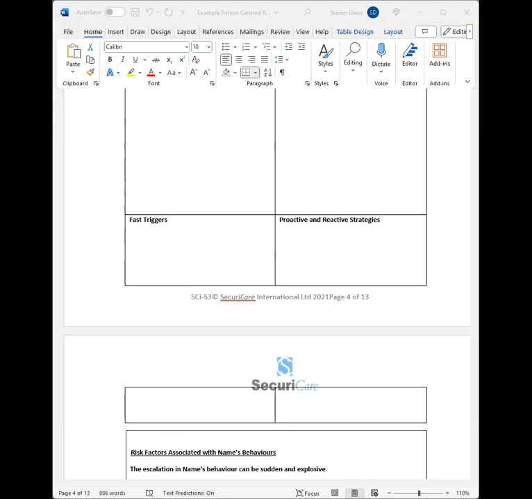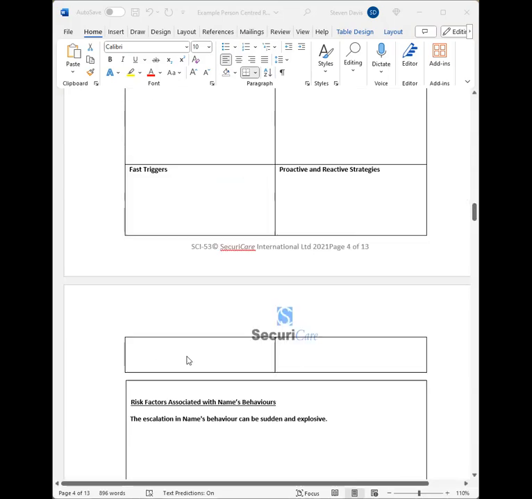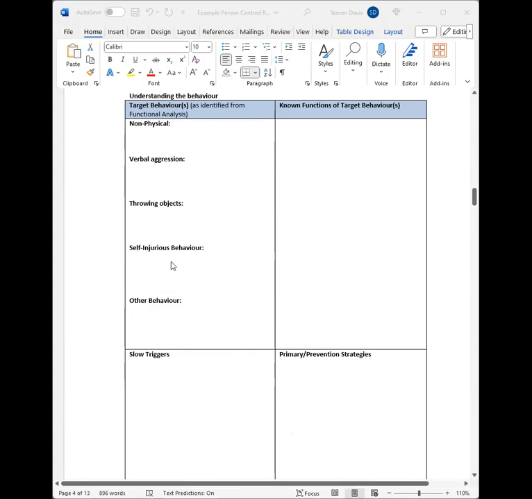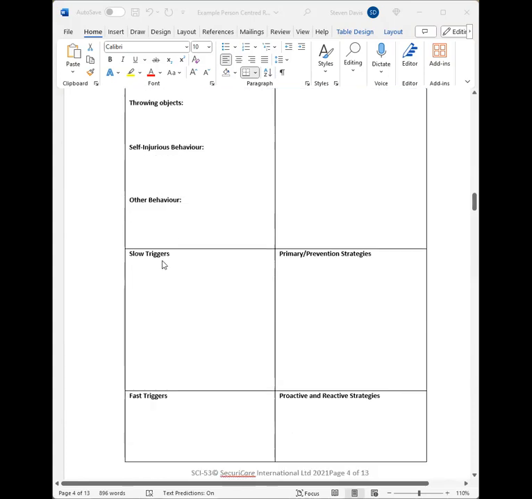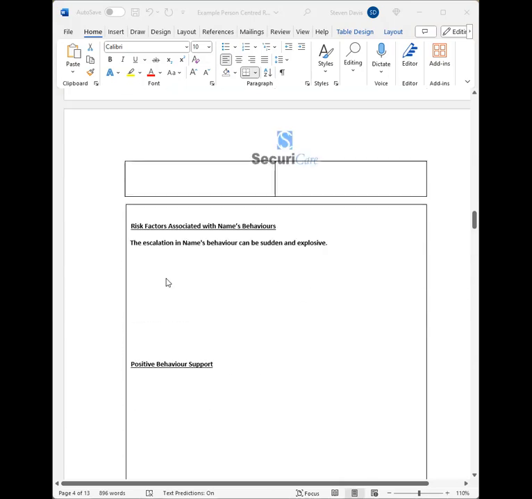From progressive muscle relaxation, to about 10 different types of breathing, to grounding skills like the 5, 4, 3, 2, 1. So lots of different sensory skills to help manage those fast triggers. As we go through this, we then need to look at the risks. And those risks can be, again, from the behaviors that we saw up here. So the risks associated to these behaviors, the risks associated to the slows, and the risks associated to the fast.